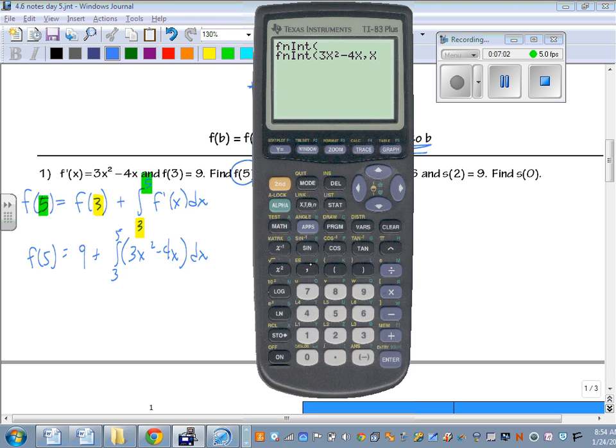All right, and then the next thing we're going to put in is the lower bound. So in our case here, it's going to be the 3, and then the upper bound. Hit enter, and that evaluates that definite integral for us. So we don't have to do x cubed minus 2x squared, put 5 in, put 3 in, subtract it. The calculator's doing all that work for us.